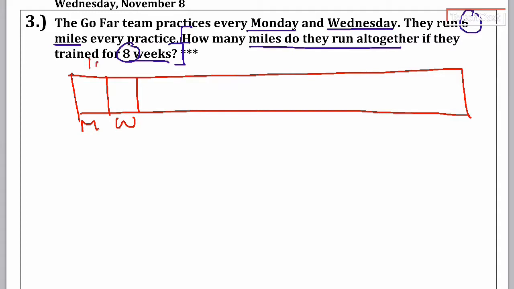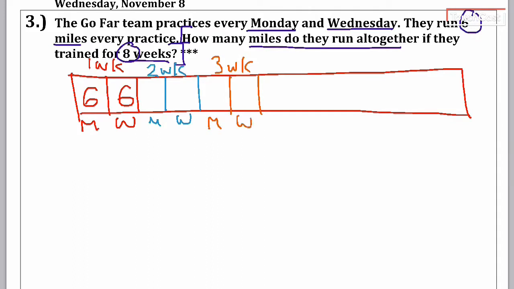That makes 1 week. And each time they practice, they run 6 miles. 6. But they don't run just 1 week. They run more than 1 week. So they run a second week, Monday, Wednesday. They run a third week. Oops. Oh my gosh. Way to write week backwards, Ms. Yao. Okay, week, Monday, Wednesday. They run a fourth week.